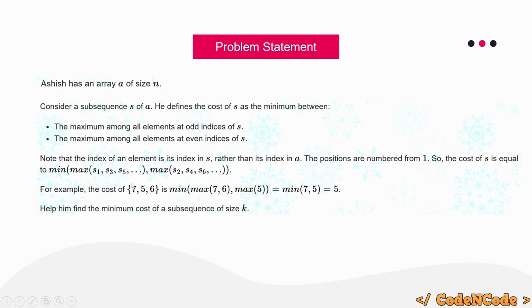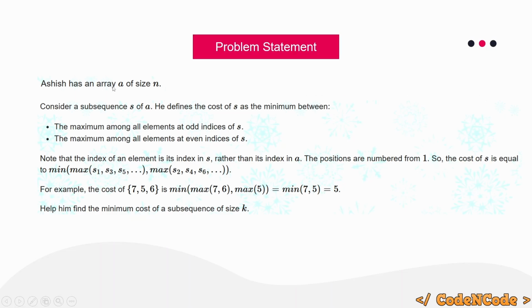For example, let's say you picked a subsequence which is 7 5 6. This is a subsequence, right? The cost of this subsequence will be the max of odd indices, which is 7 and 6. So the max of 7 and 6 is clearly 7. The even index element is only 5 at this point, so the maximum of 5 is 5 clearly. So take the minimum of these two, which is 5, right? So the cost of this subsequence is 5.